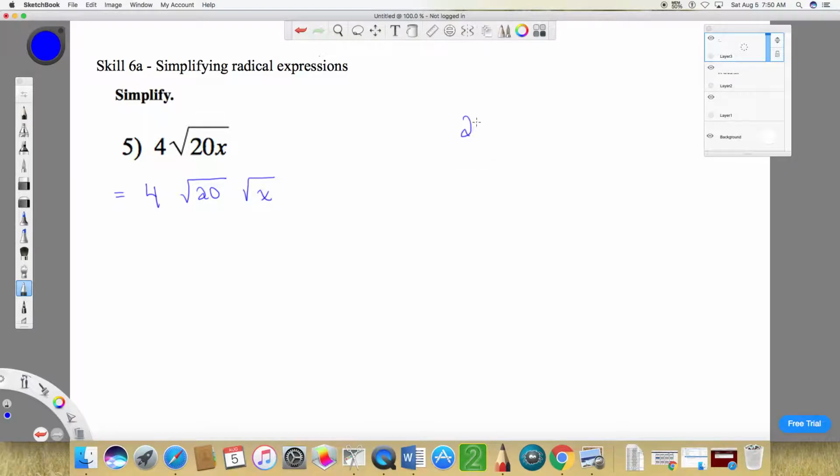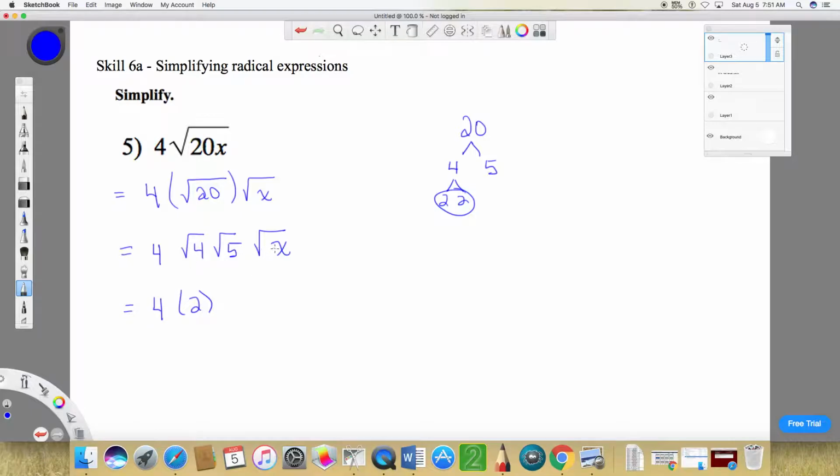And we can come over here with 20, and again, I can say that 20 is 2 times 10, or I can say that it's 4 times 5, and I have found very quickly here the largest perfect square that divides 20. So we know that the square root of 20 right here is the square root of 4 times the square root of 5. Now don't forget that you have these other multipliers, this 4 and the square root of x. So the square root of 4 we know is 2.